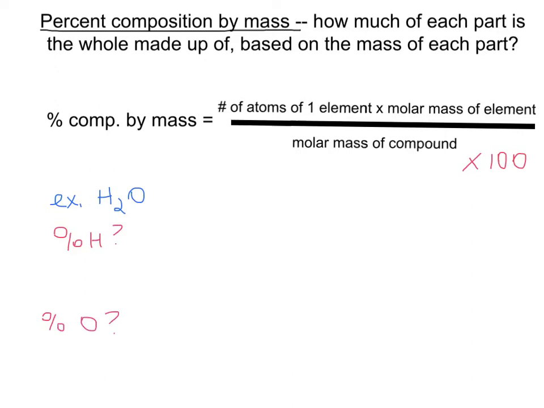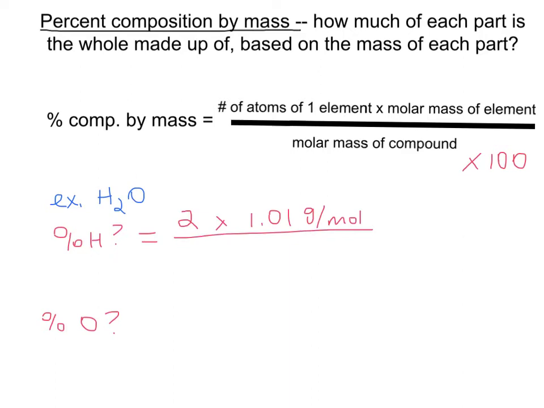So, the percent hydrogen. Well, we need the number of atoms of that element. So in this case, the number of atoms of hydrogen. We have 2 atoms of hydrogen because of this subscript 2, times the molar mass of the element. You'll see from the periodic table, the molar mass of hydrogen is 1.01 grams per mole. And now we need to divide by the molar mass of the compound.